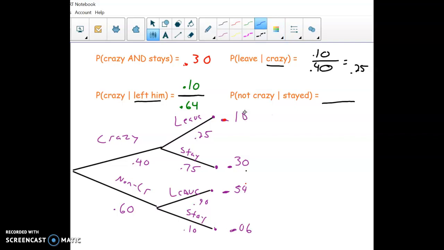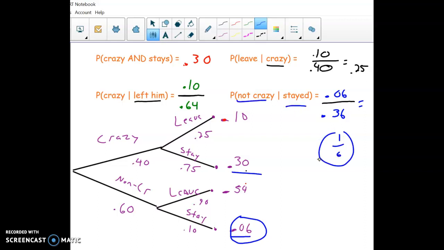All right, so probability that they're not crazy given that they stayed. So I'm going to highlight my two stayed dots. So those are those two dots. So only 36% stayed if I add those together. And then out of those ones that stayed, which were not crazy, that would be this one right here. Right, those are the non-crazy stays. So if you divide those out, I believe that comes out to be about 1/6. The probability that they are not crazy given that they stayed is just 1 out of 6.